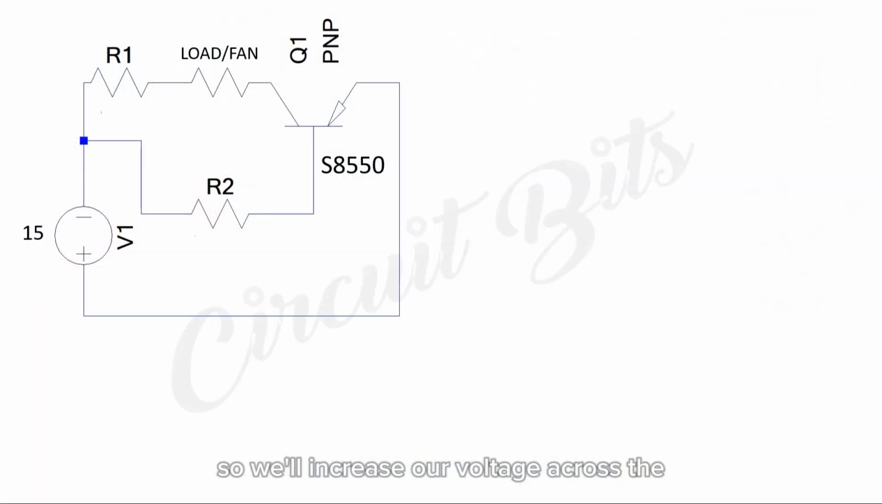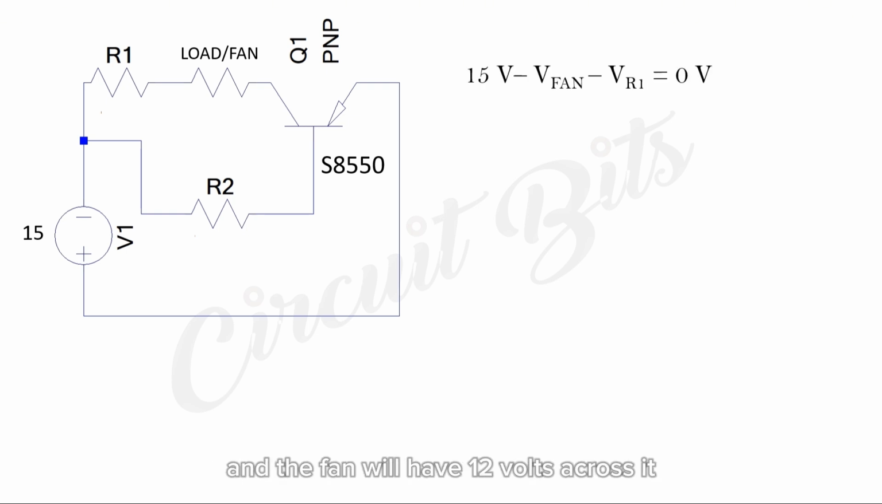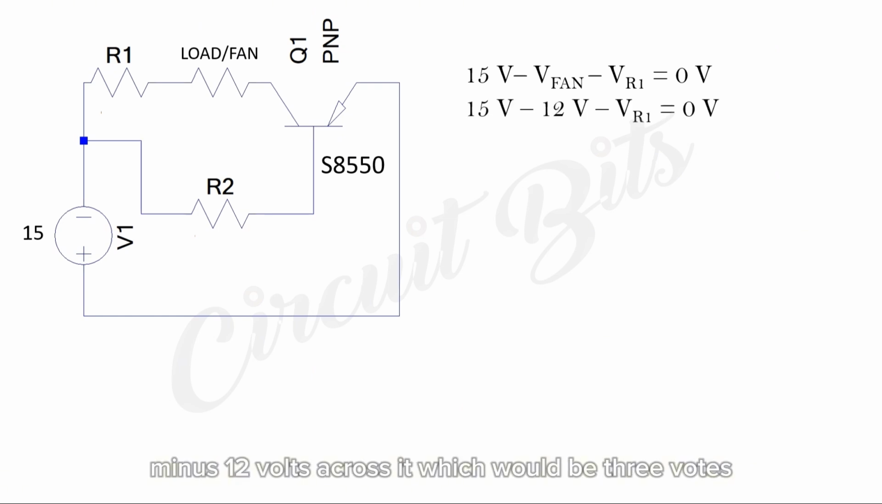So we have a DC fan whose rating is 12 volts and 0.18 amps. We'll increase our voltage across the source to 15 volts because we want 12 volts across the fan. So let's find what resistor we'll place after our collector to make this possible. Since our transistor operates as a switch and the fan will have 12 volts across it, our resistor should have 15 volts minus 12 volts across it, which would be 3 volts.